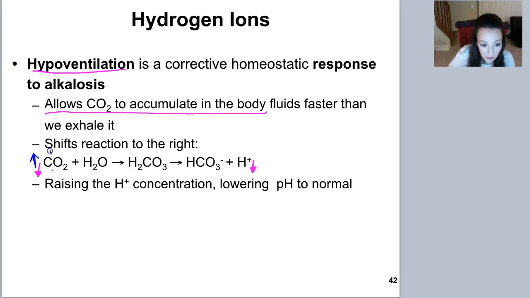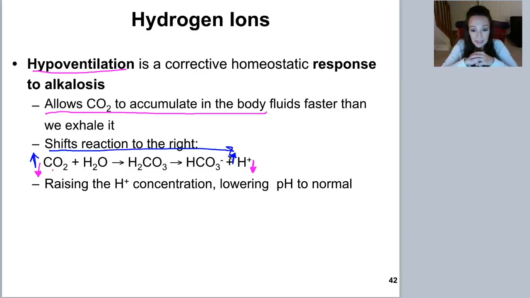That's going to cause our equation to shift over to the right, pushing some of the CO2 and water over on this side, increasing our hydrogen ion levels. Okay. So this brings our hydrogen ion levels up. So this means our pH value actually goes down. The value actually goes down. So our blood becomes less alkaline, goes back toward normal.